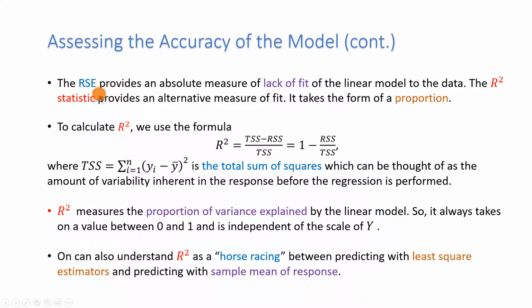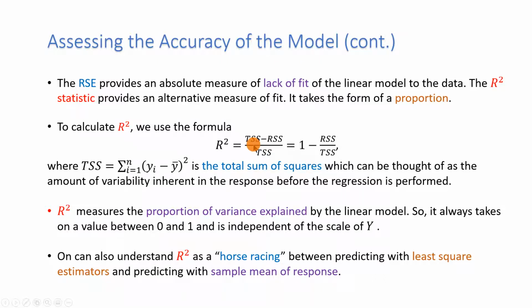To overcome this issue caused by the absolute measure of the residual standard error, another more relevant property in comparing different estimators or different models is called the R-squared statistic, right? This R-squared statistic provides an alternative measure of fit, and it takes the form of a proportion. So it's a relative measure instead of an absolute measure. The R-squared can be calculated by a very simple form, where it is simply defined as the ratio between two terms.